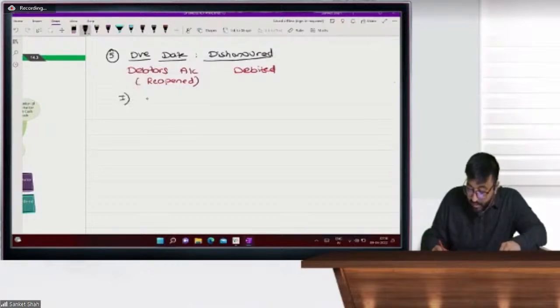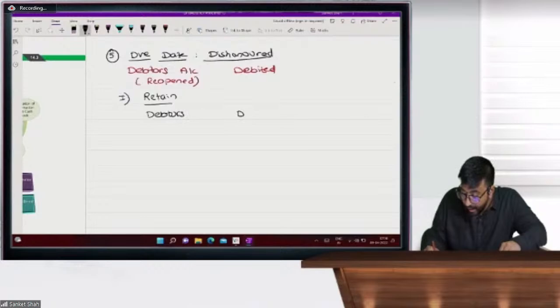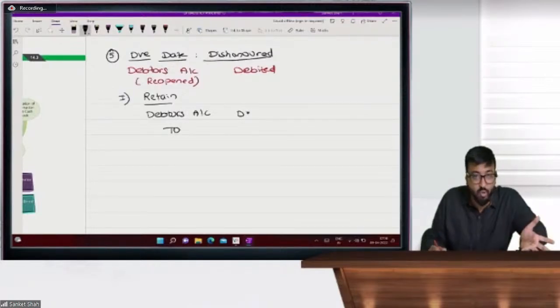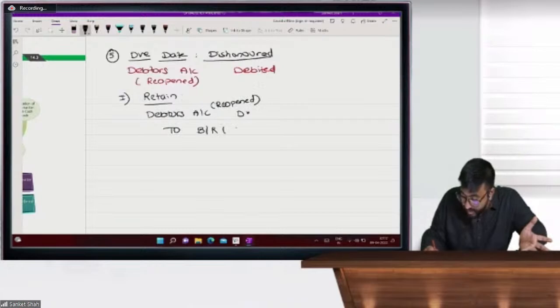Situation 1, bill retained. What is going to happen, beta? Debtors account debit, and your bills receivable that you received will get cancelled. The debtor is reopened, and the bills receivable you are going to cancel.